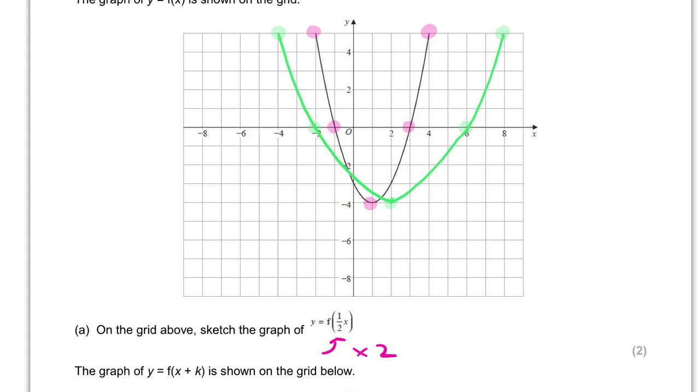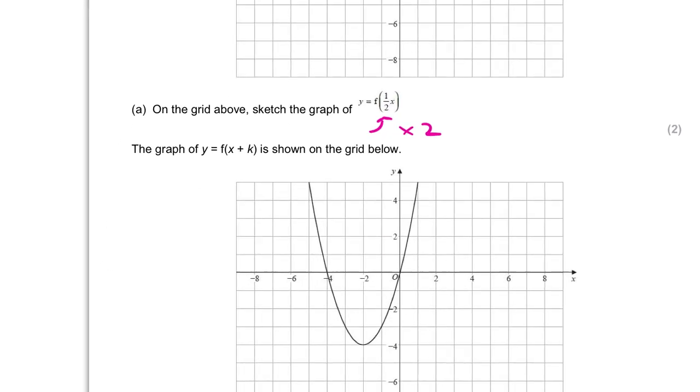Okay? In the mark scheme, it will say something like if you get 3 out of the 5 correct, then you get 1 mark. Does that make sense? So make sure you have all those points. It's not asked us to write down our coordinates, so this would be fine. Now, here we go.